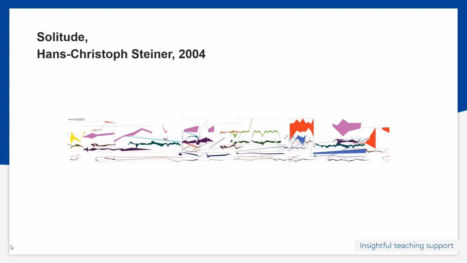Here we have an example of a graphic score for Solitude, which is a piece by Hans-Christoph Steiner, composed in 2004. It's very colourful and looks quite like a graph. Hans-Christoph Steiner has a guide which goes with this piece of music, telling you what everything means. This is an electronic piece of music, and each sound is represented with what looks like a different kind of sound wave. Each different sound is represented by a different colour.